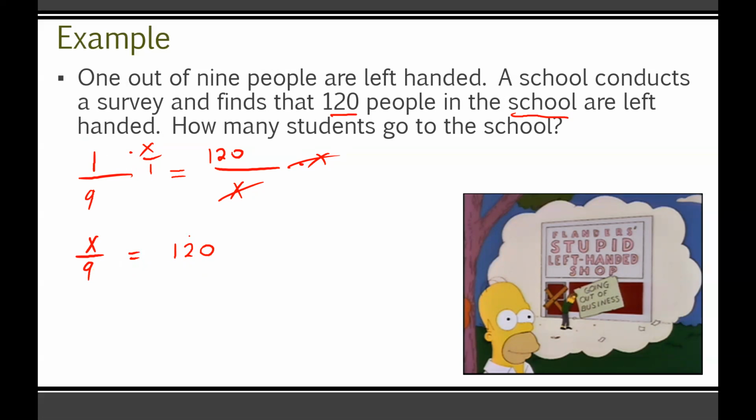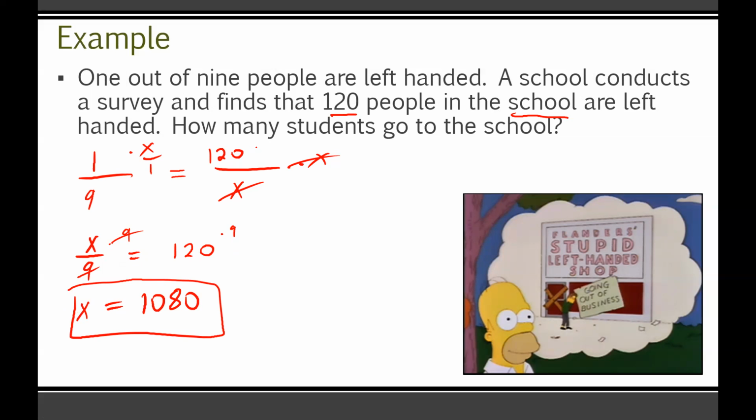This becomes like one of those questions I did on the second slide today, where it was x divided by something equals another number. We just have to get x all by itself by undoing whatever's happening to x. So since x is being divided by 9, let's multiply by 9 on both sides. The 9s are going to cancel out, leaving us with x equals 120 times 9, which is 1,080 students in total. So hopefully that makes a little bit of sense.